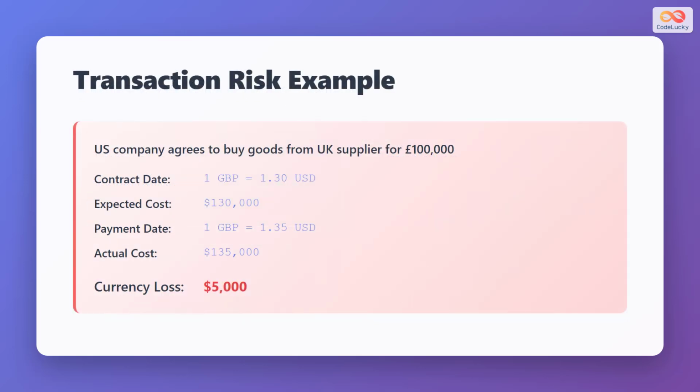Let's look at a practical example of transaction risk. A US company agrees to buy goods from a UK supplier for 100,000 British pounds. At the contract date, the exchange rate is £1 equals $1.30, so the expected cost is $130,000. However, by the payment date 3 months later, the pound has strengthened to $1.35. Now the actual cost is $135,000. The company has lost $5,000 simply due to currency movement, even though the goods price in pounds stayed the same.